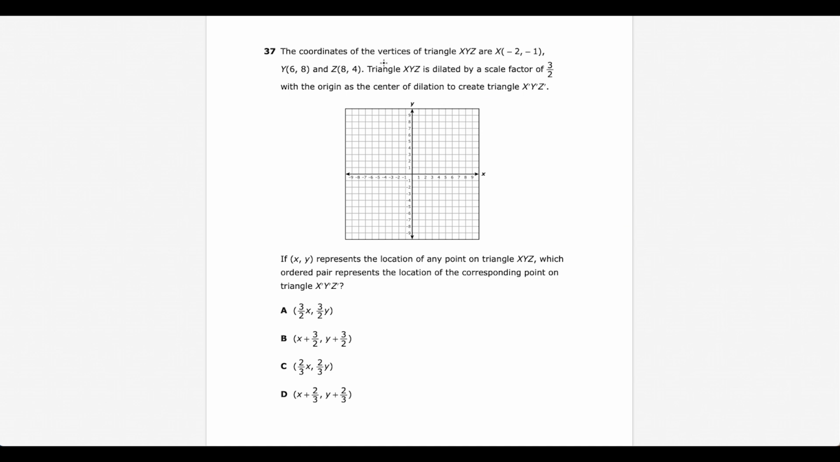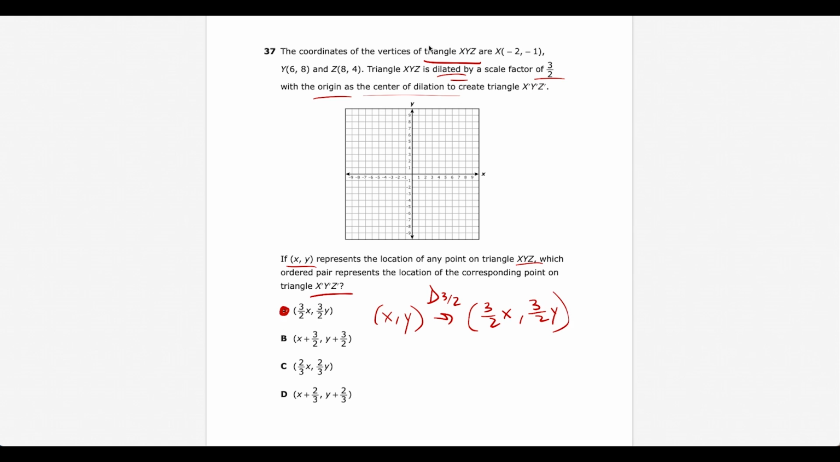So question 37, we have the coordinates of the vertices of triangle XYZ are here. The triangle is dilated by a scale factor of 3/2 with the origin as the center to create a new triangle. And we have XY represents the location of any point on the original triangle. Which ordered pair represents the location of the corresponding point on the new triangle here? Well, this is basically the same question that we got earlier. And if we're dilating here by a scale factor of 3/2, then we're just taking any XY and we're going to multiply it by 3/2. So we just look for this answer choice here, and this is going to be choice A.